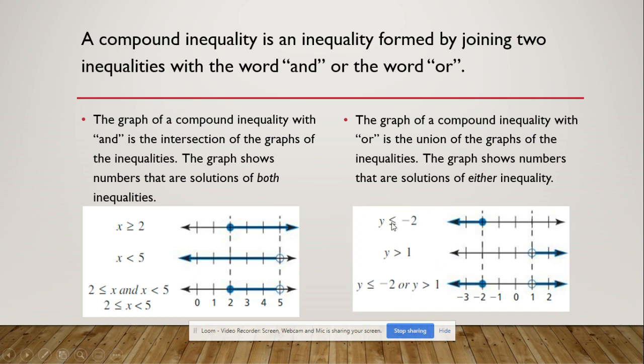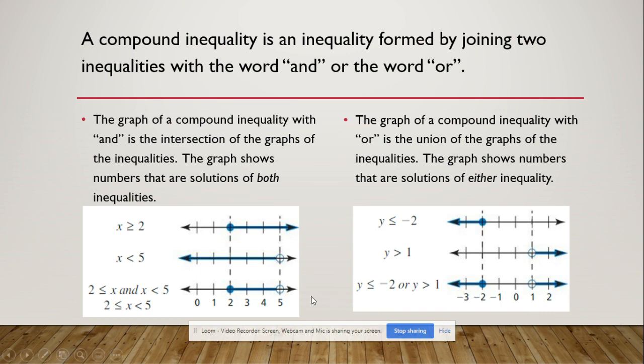So when y is less than or equal to -2, here's the graph for that. Y is greater than 1, there's the graph for that. So when I've got y is less than or equal to -2 or y is greater than 1, it's just the combining of the two. It's the union of those two graphs put onto a single number line.